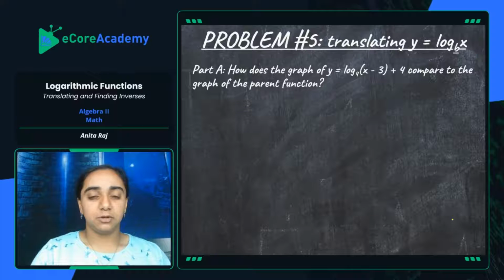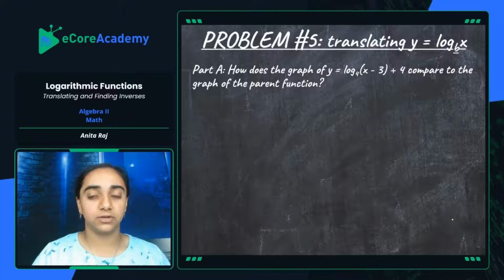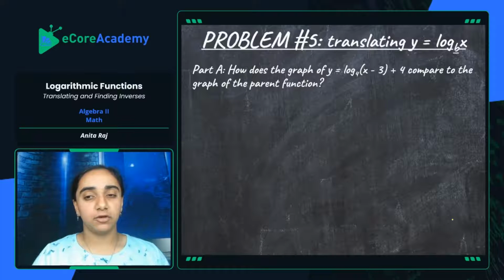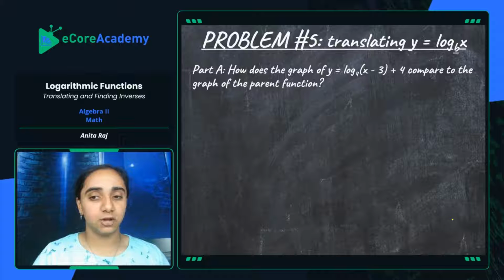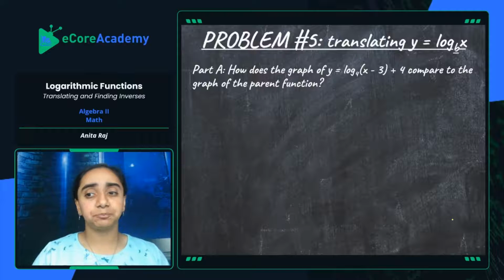So here's the problem, and it's part A. We're going to have another part B problem. They're not related to each other in any way other than they both fall under the topic of we're translating a parent function. So in this part A, we're asked the question, how does the graph of y equals log base 4 of (x minus 3), all that in parentheses, keep that in mind, that's very important, plus 4 on the outside, compare to the graph of the parent function?